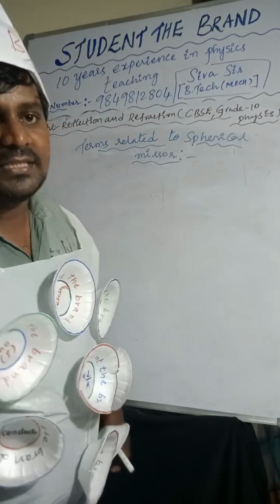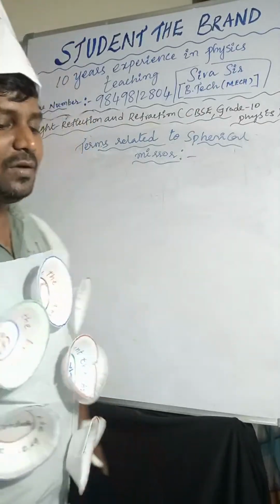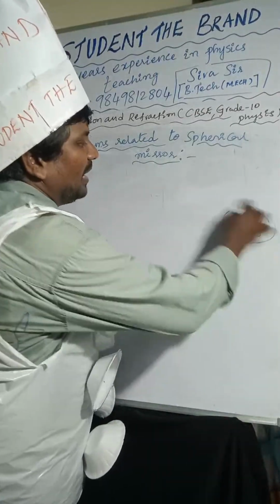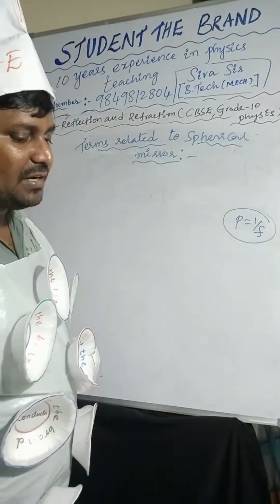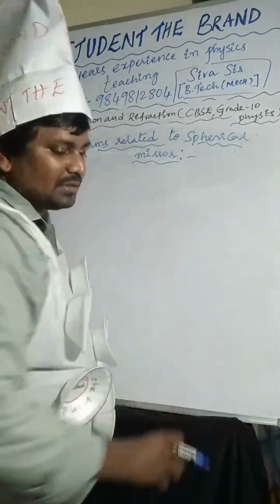So power of lens is nothing but the reciprocal of focal length. So P equal to 1 by F. Reciprocal of focal length, or the degree of converging or diverging of a lens is known as the power of lens. Power of lens. Okay.